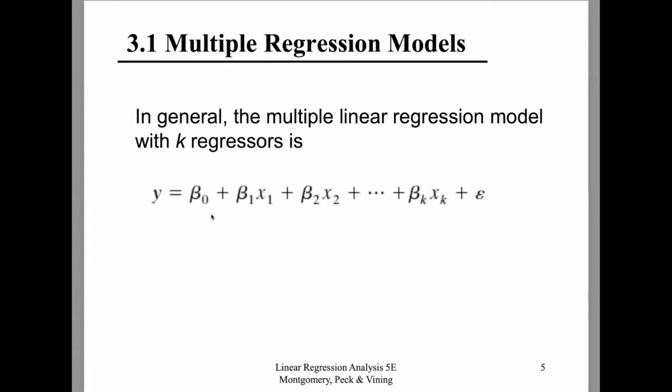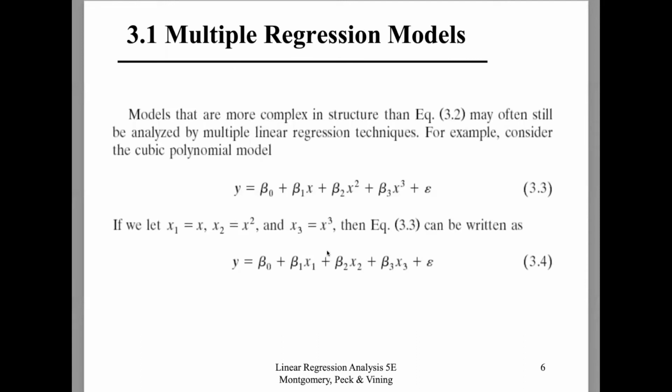Now, graphically, in general, the deterministic component is going to be some kind of a surface in k dimensions. If these are all first order, then it would be a hyperplane, but it doesn't have to be planar. And we can see that in the next slide. So models that are more complex in structure than what we saw in equation 3.2 can be analyzed by multiple linear regression techniques. So for example, here's equation 3.3. Let's take a look at the deterministic component of this model.